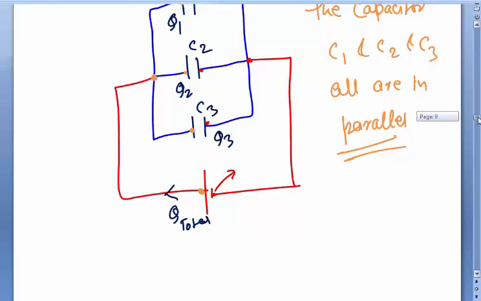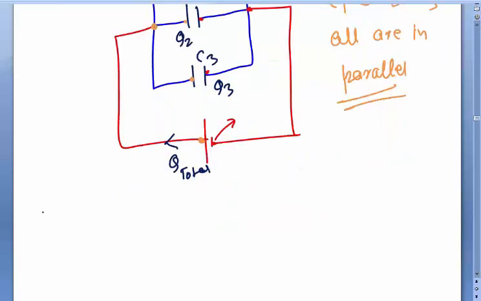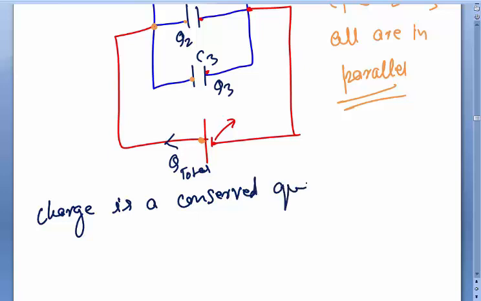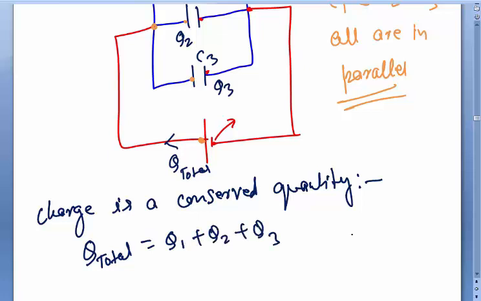Now in electrostatics we have studied charge is a conserved quantity. Just like in the basic classes we have studied, energy is a conserved quantity. Energy can neither be created nor destroyed. So what does it mean? Mathematically it means that Q total is equal to Q1 plus Q2 plus Q3.